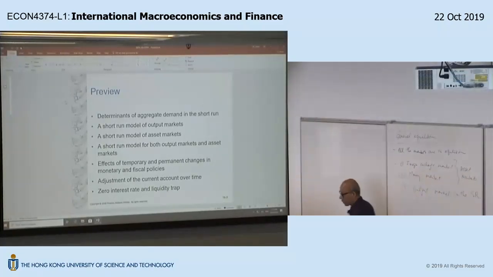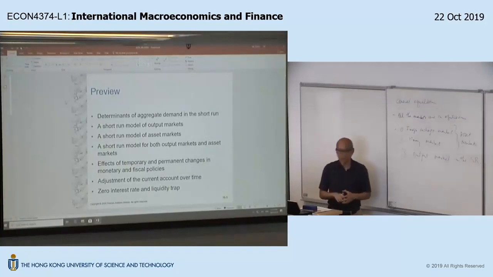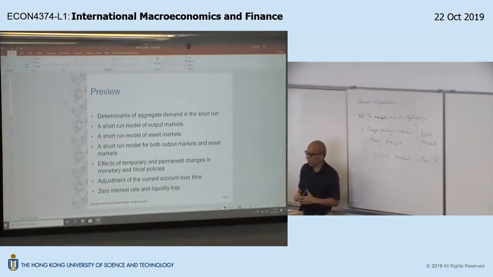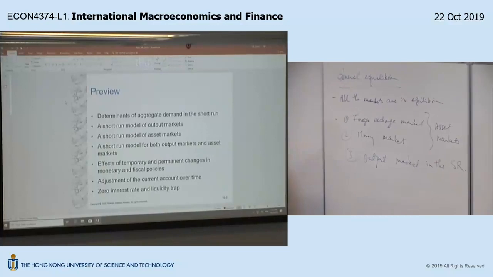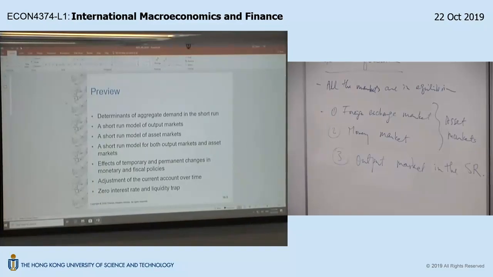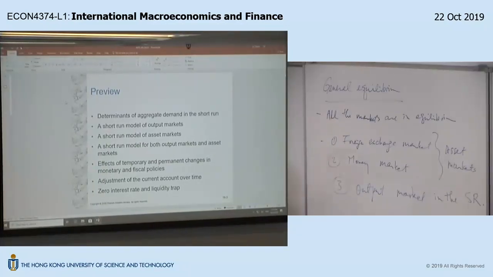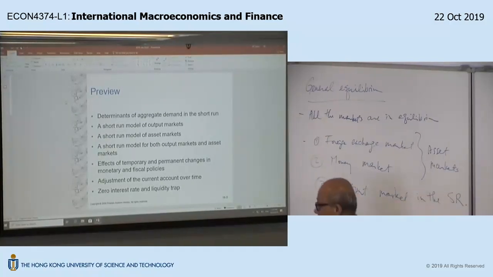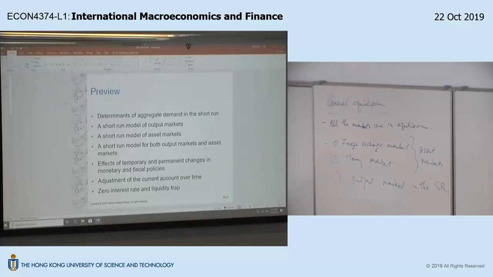Foreign exchange and money market, these are asset markets. And this is the output market, okay? And then we'll actually also talk about the current account, how the current account adjusts, how the current account is affected. Also, we will talk about liquidity trap and zero interest rates. So this chapter is really rich, very, very rich.